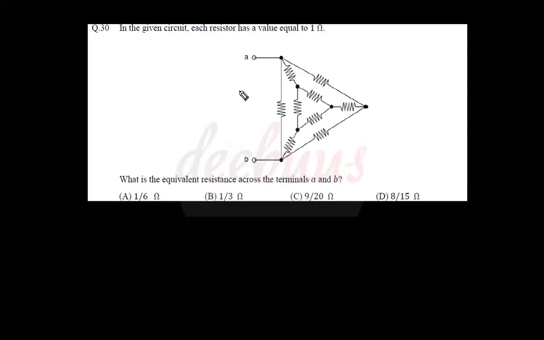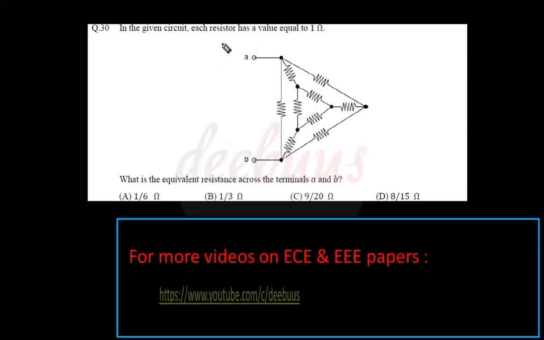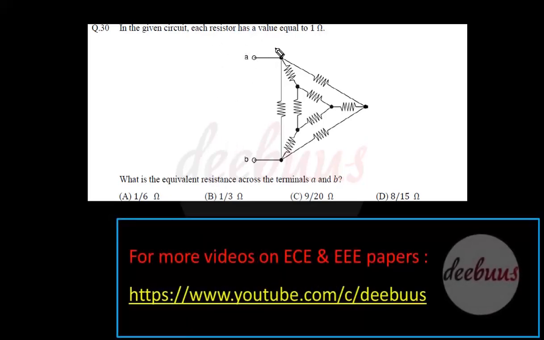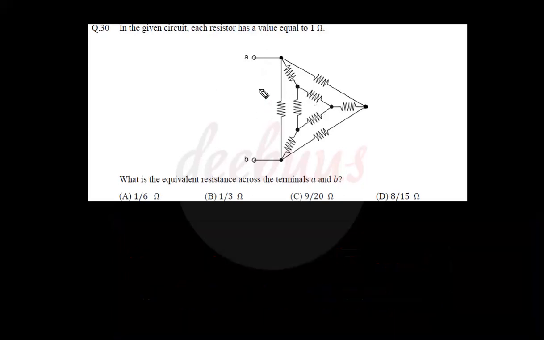Now moving to a 2-mark question. In the given circuit, each resistor has a value equal to 1 ohm. What is the equivalent resistance across the terminals A and B, right? Each resistor has a value equal to 1 ohm and we have to calculate the total resistance value between the points A and B, right?